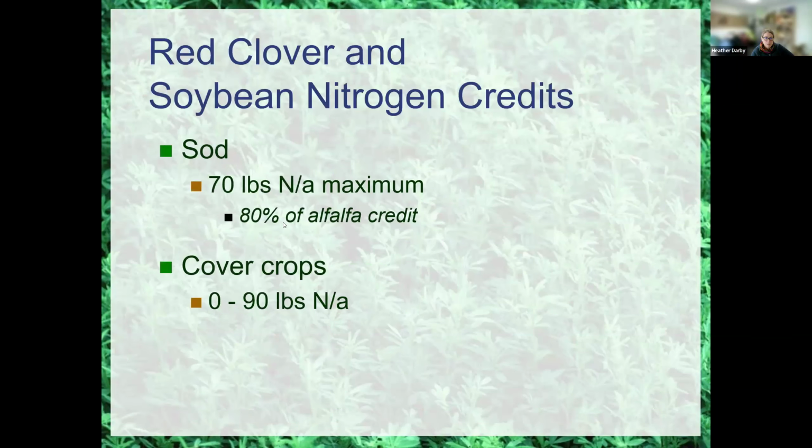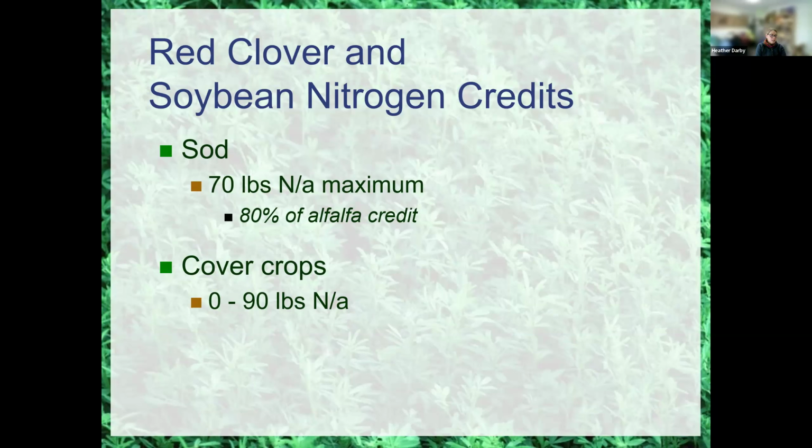Again, we don't have a lot of pure stands. Red clover and soybean nitrogen credits tend to be quite a bit less. Soybean is actually pretty negligible. If you're growing soybeans, you get about 25 or 30 pounds of nitrogen credit from the soybean, not a lot. Red clover, you're usually around 70 pounds, maybe 80 or 90. So again, a lot less than alfalfa.